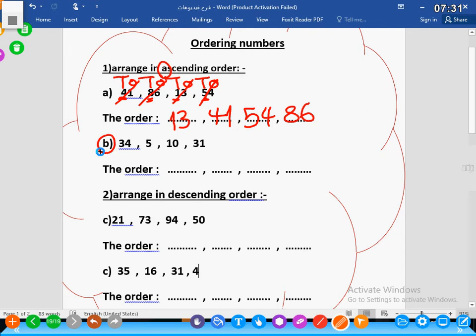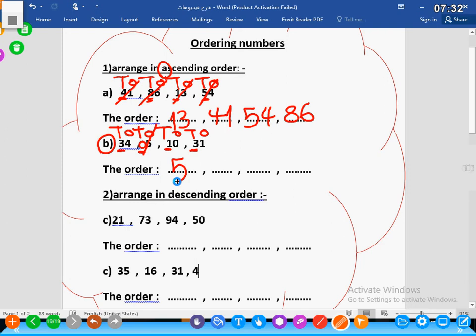Letter B. Now we have 34, 5, 10 and 31. First, put our place value, ones and tens. Now we don't have tens for 5, so write 0. Look at the tens place. What is the smallest number? 3, 0, 1 or 3? 0. So cancel it and write it here. Write 5 only.